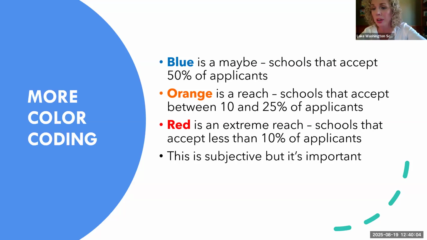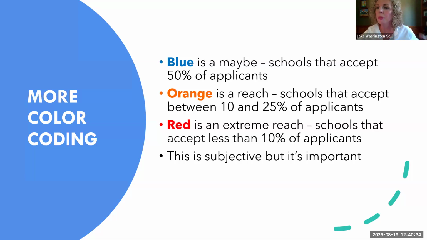Computer science, I always make orange, which is a reach school. That means it accepts between 10 and 25% of the students. And then anything less than 10% is an extreme reach. And again, it has nothing to do with the students. And I work with students who apply to red schools and orange schools and are admitted, and that's wonderful. But I also have worked with a lot of strong students who have applied to orange and red and are not admitted. And again, they're just as wonderful. So just keep things in perspective.